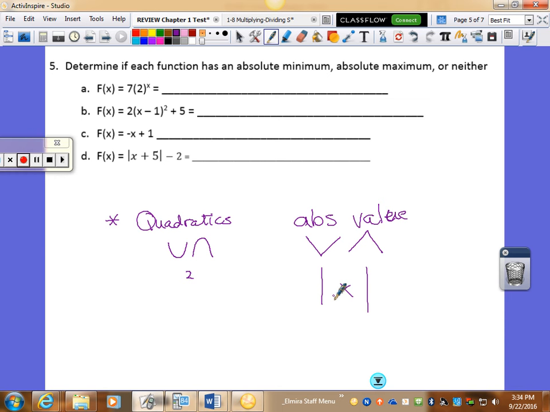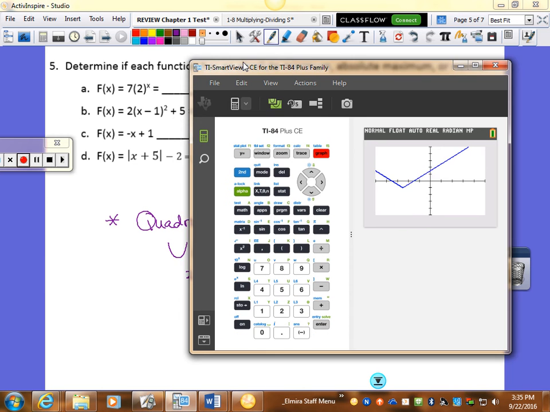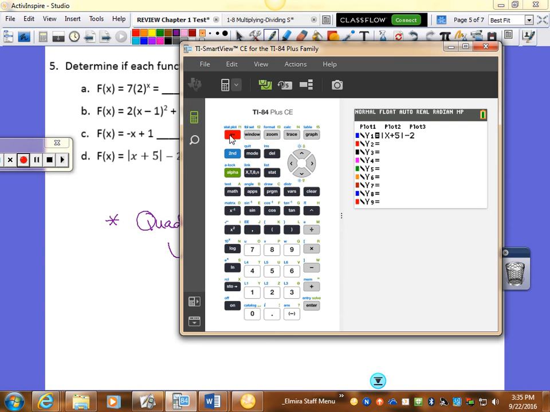So for example, our first one says 7 times 2 to the x power. We just looked at that graph a few minutes ago. I see an x as an exponent. It's got 2 as the base. So this is exponential. Now if I wasn't sure, I could use my calculator and type this in: 7 parenthesis 2 parenthesis caret x. And I could look at the graph.